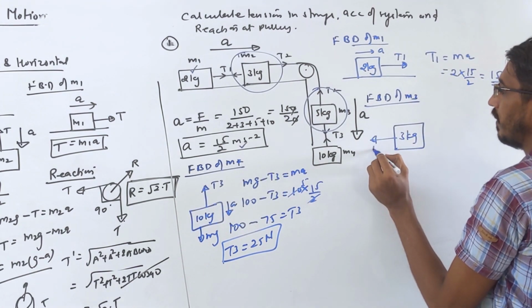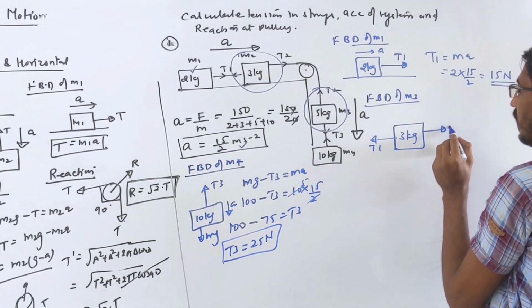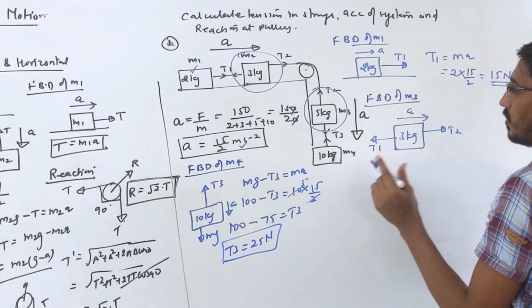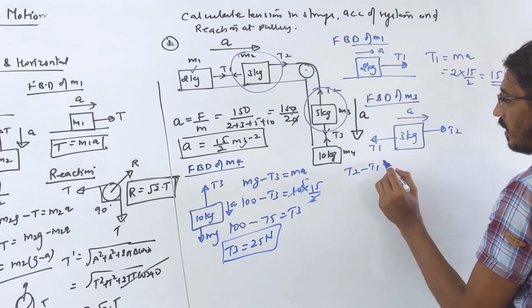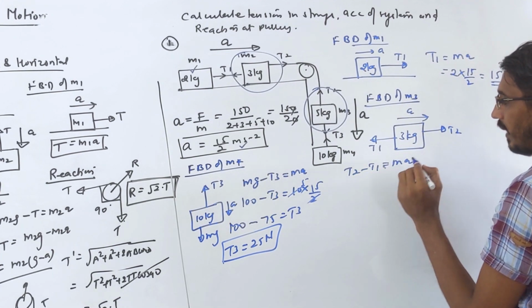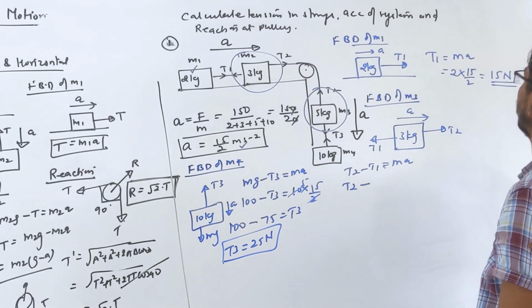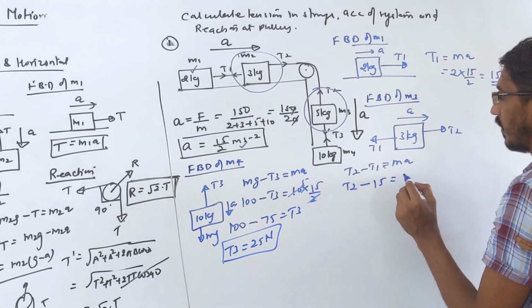Okay, here tension T1 and this side tension T2, accelerating horizontally like this one. They are moving this direction, so T2 is big. T2 minus T1 is equal to what? Simply Ma. So we have to find T2, right? T1 already we know. How much T1? 15 Newton is equal to Ma.